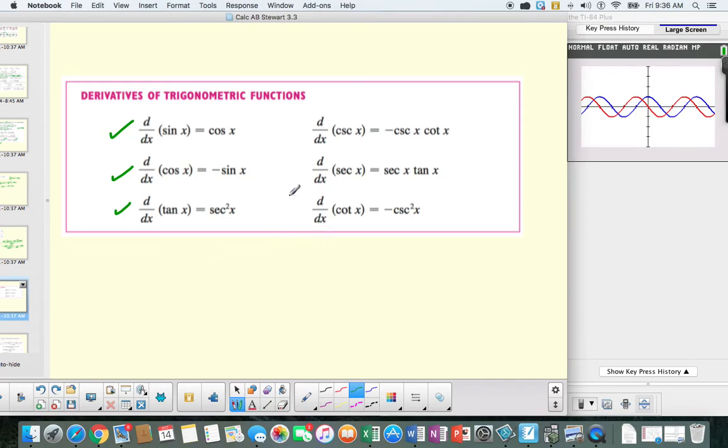Now try to look at some patterns here, sine and cosine. Look at the patterns of tangent and cotangent, and notice one is positive, one is negative, and you notice the pattern with cosecant and secant. Both cosecant and secant have the same identity in the derivative times something else.